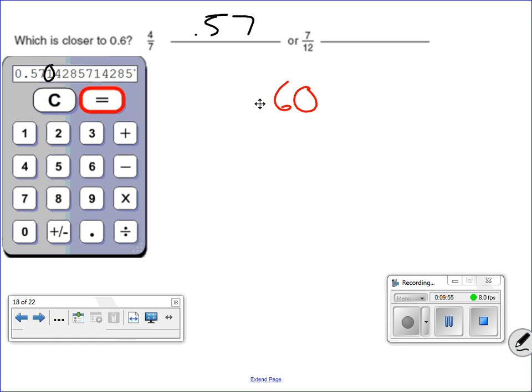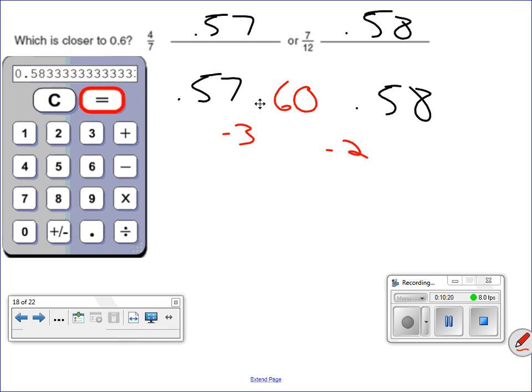Erase this mark I have put here. Okay, I'm going to clear this out. 7 divided by 12 equals. The 3 would not round the 8 up, so I have 0.58. I'm going to go ahead and write these things down. I'm going to subtract them. I'm going to pretend it's 57 and 60, so that's minus 3, minus 2. 2 beats the 3, 2 is closer. That means 7/12 is closer.